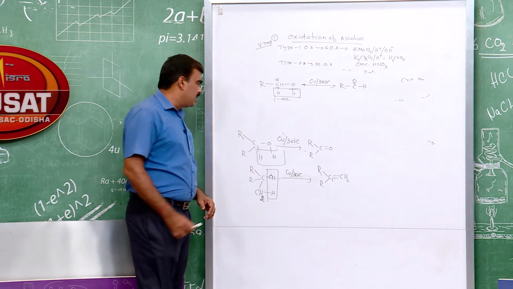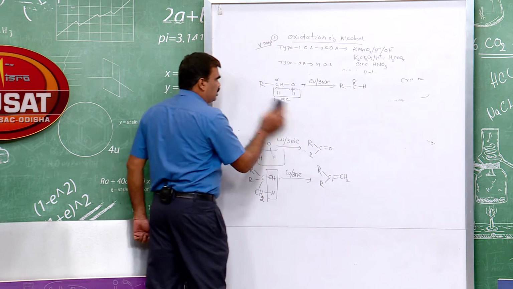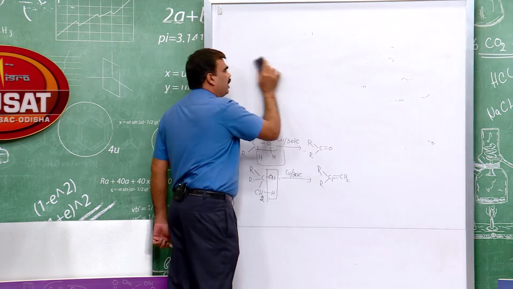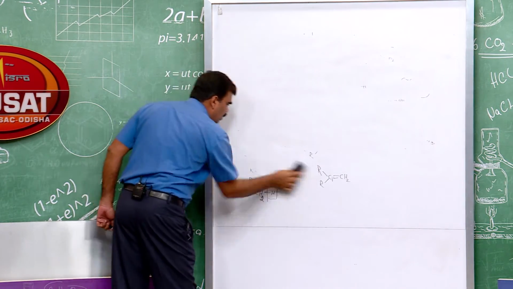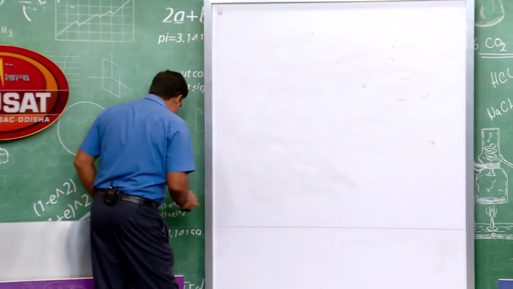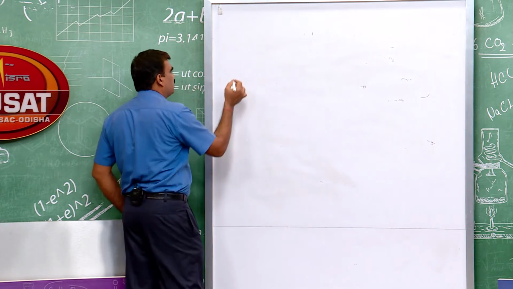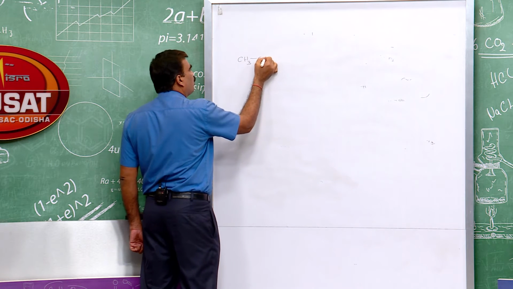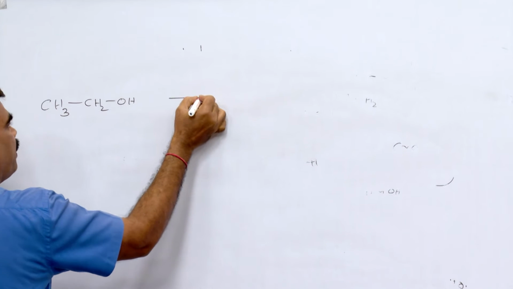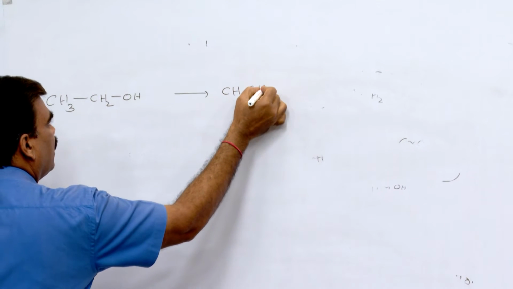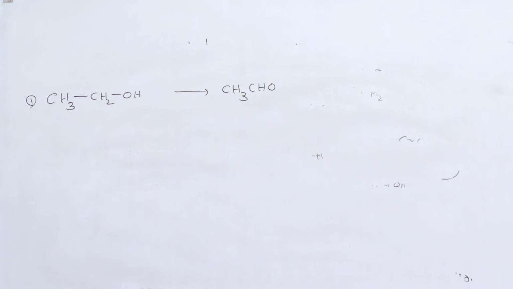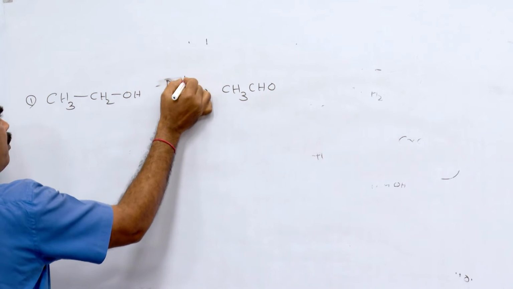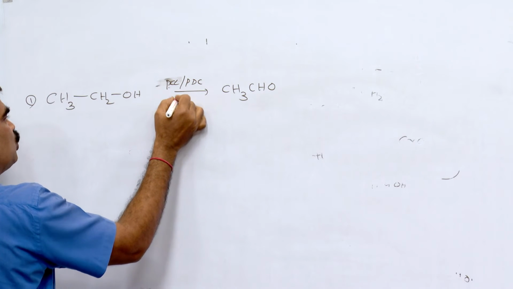What are the questions being asked in CHSE examinations for the last 10 to 20 years? These are the questions frequently asked. Let us have a look at what questions are being asked or likely to be asked in this year's examination. How will you convert ethyl alcohol to acetaldehyde? Now you answer. You can use here PCC or PDC, or you can write Swern's reaction.